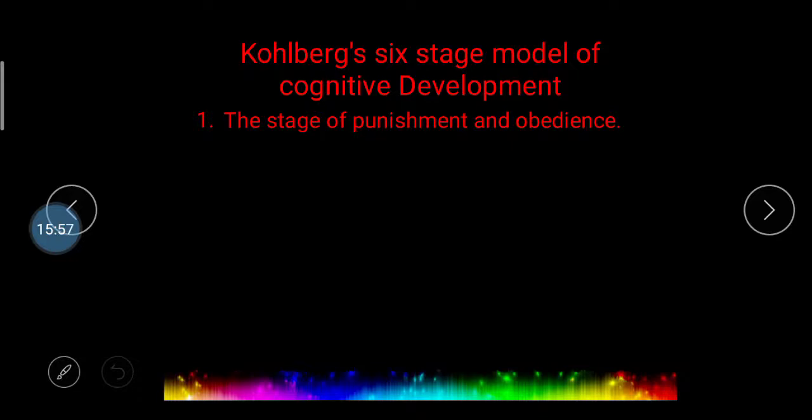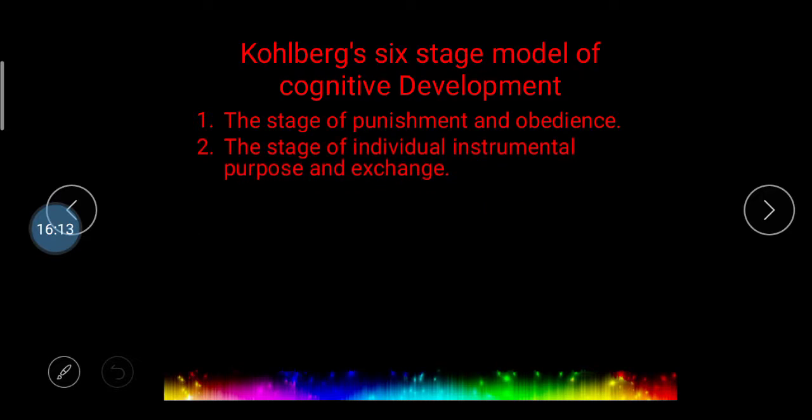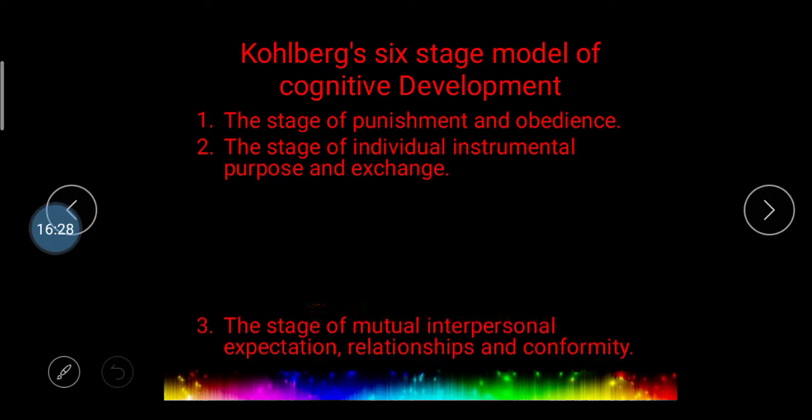So the first stage is the stage of punishment and obedience. If a person cannot do the right or ethical work, then they are ready for this punishment level. Then the second one is the stage of individual instrumental purpose and exchange. They have to try to exchange their ideas and knowledge regarding the overall information and try to turn self-interest into public interest.